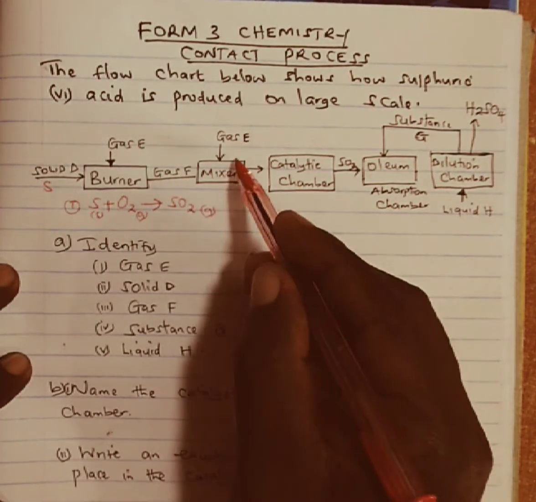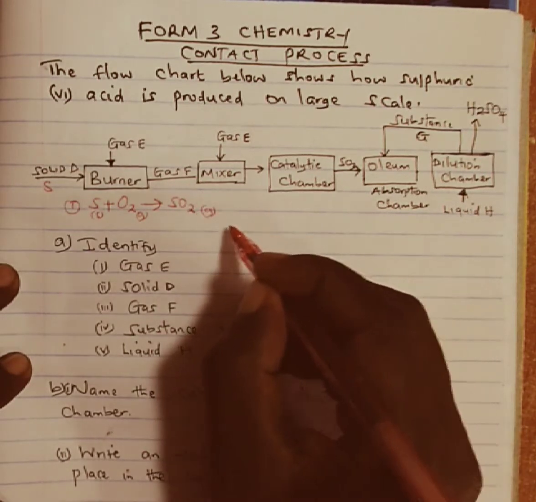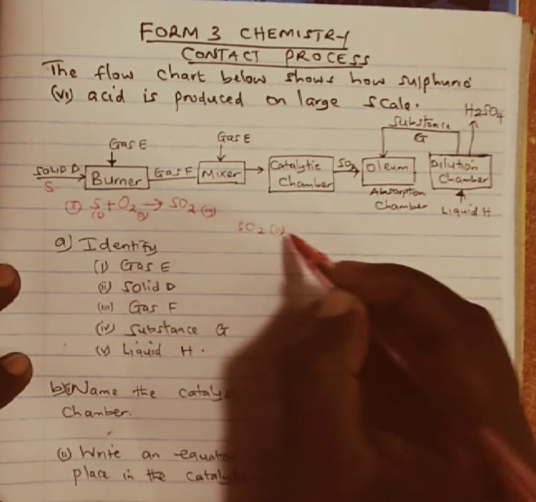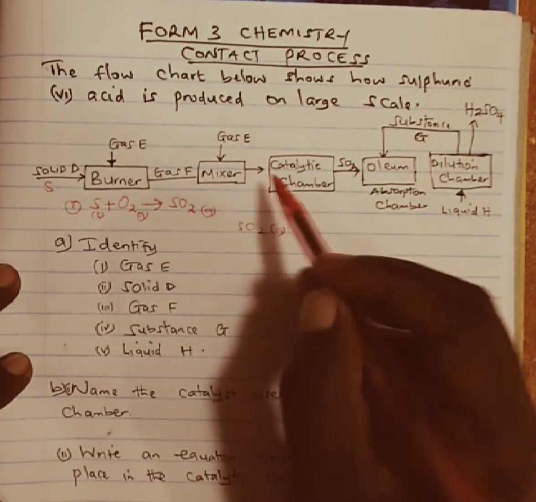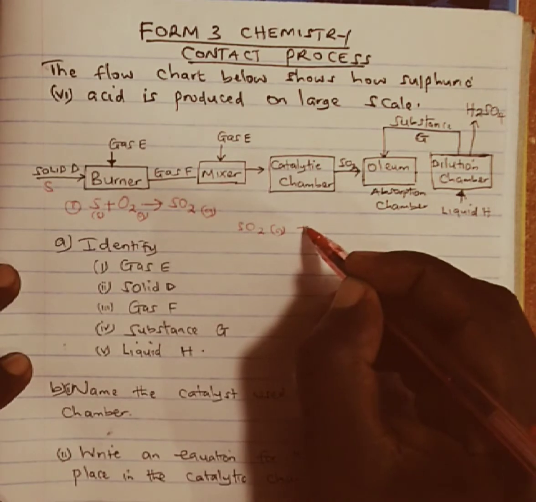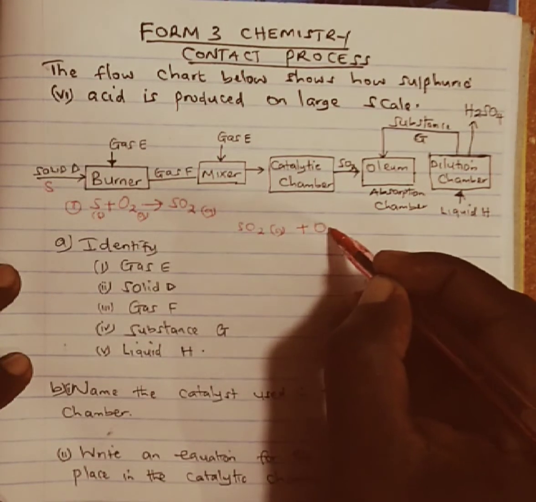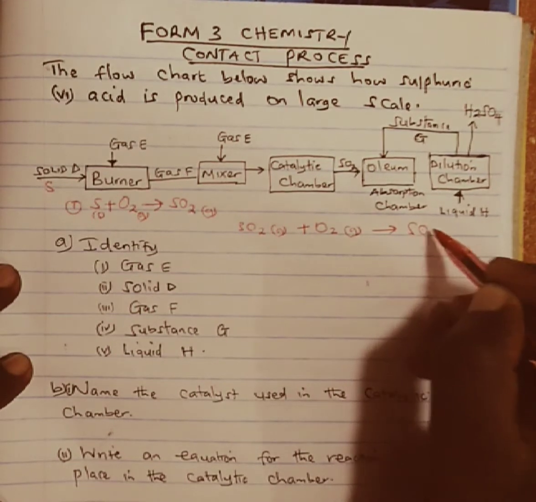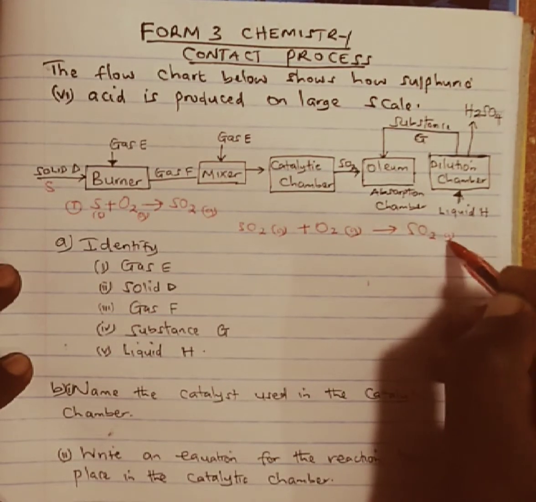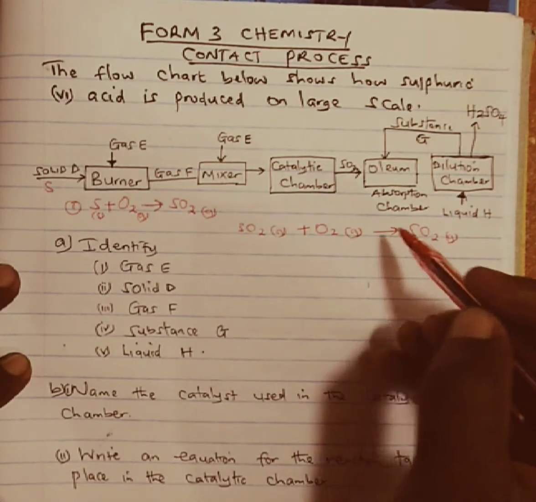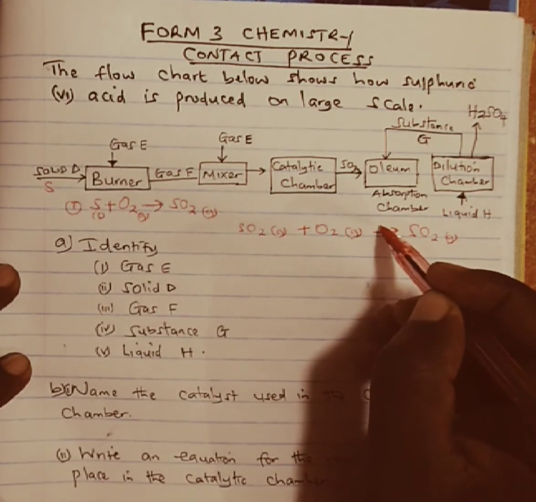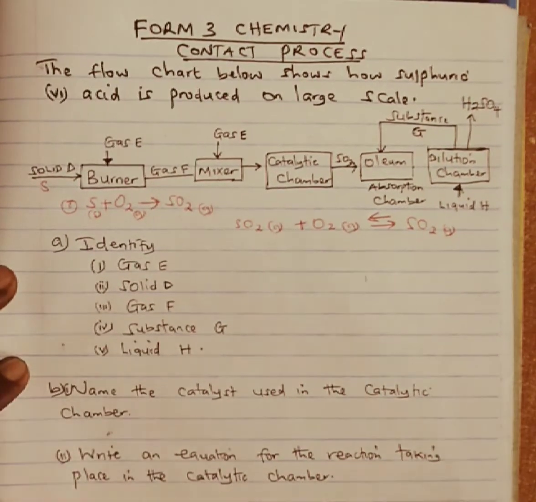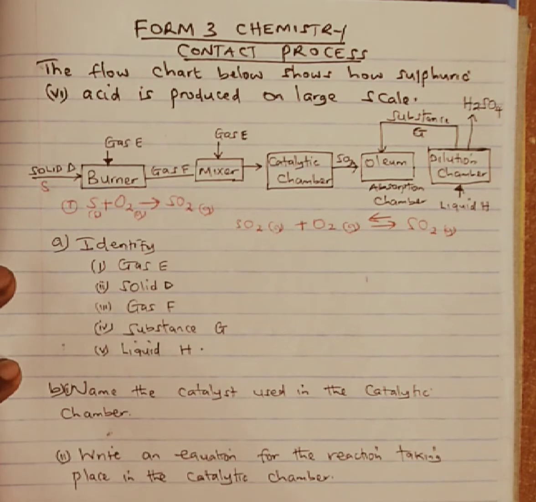Then we go to the mixer with our gas F, which is sulfur 4 oxide gas. We burn it with more air, or we oxidize it further into sulfur 6 oxide. Remember, this process is a reversible process and therefore it can go either way. We can balance the equation.